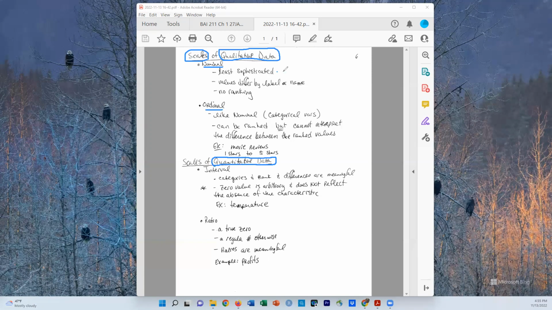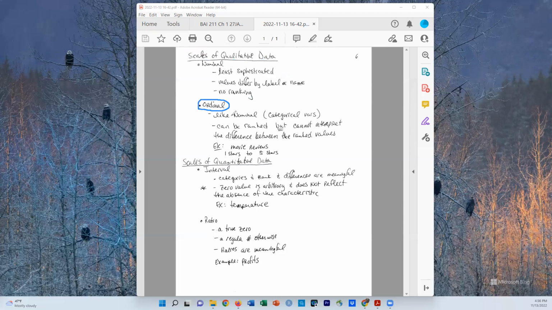Nominal is the least sophisticated, but that doesn't mean it isn't common. It's probably one of the most common. Basically, it's just values that differ by a label or name. And again, here, the key thing is that there's no ranking. So hair color, eye color, student ID, things like that. You wouldn't necessarily consider someone a better student because they had a higher student ID. So that's what we mean by nominal. There's no ranking.